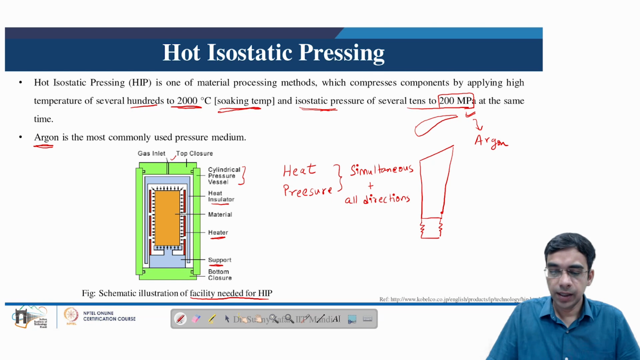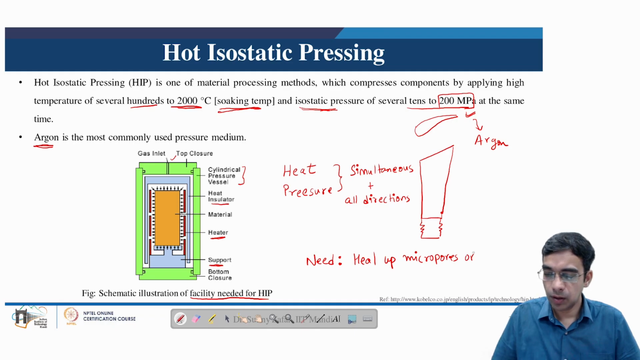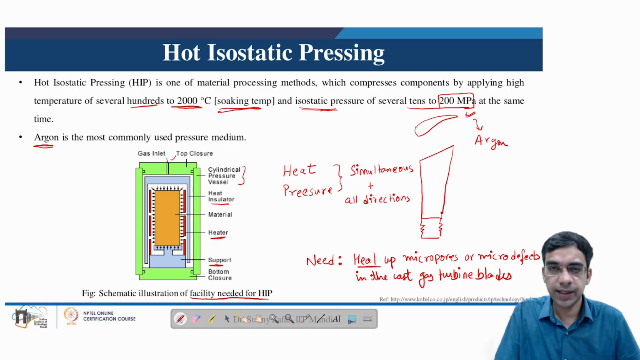So we understand now the need. The need, as we have now understood, is basically to heal up the micropores or micro defects in the cast gas turbine blades. So this is the need. This is the process where we are simultaneously applying heat and pressure from all the directions.